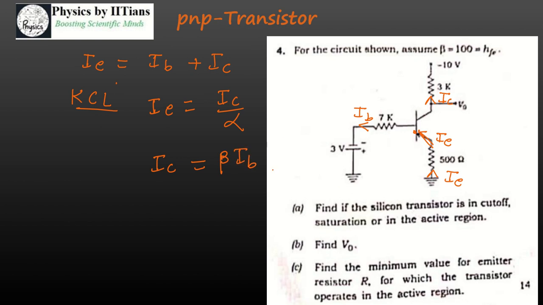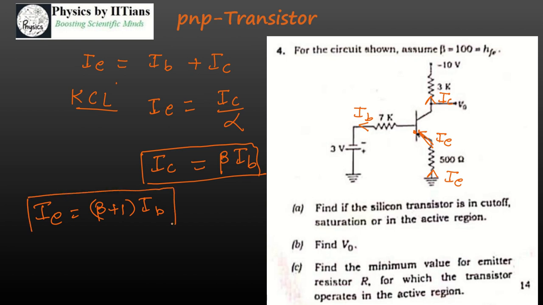So beta is given to us, so we will be using this particular relation, and from this relation we can also find the relation between IE and IB. So I am writing this IC in this first equation, so we will be writing IE as IB plus beta IB, that is nothing but beta plus 1 IB. So these two relations we can actually use to express the currents, so we can actually deal in a single variable IB.